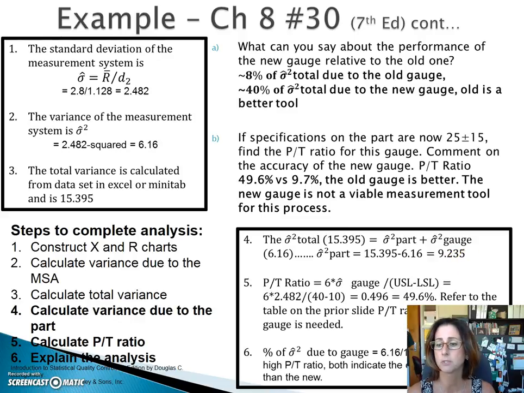And then we calculate the precision tolerance ratio. Sorry, it looks like I'm going to be covering a little bit of it here. The precision tolerance ratio, again, is 6 times, we chose K to be 6, times the standard deviation of the gauge.